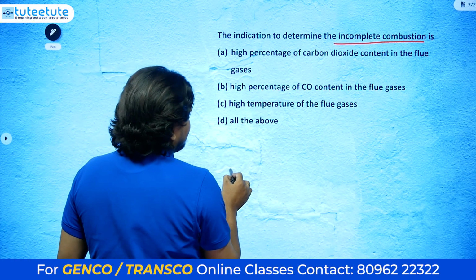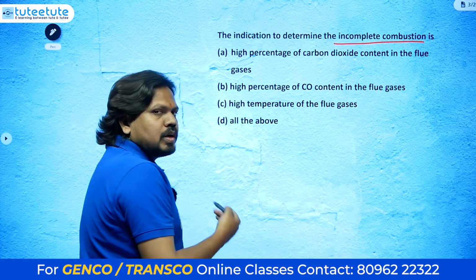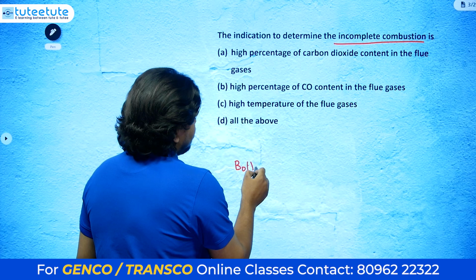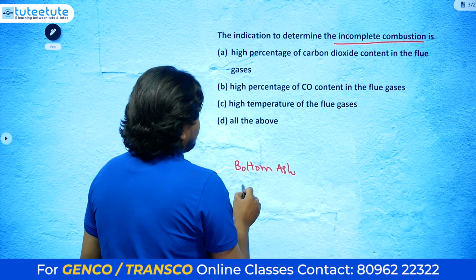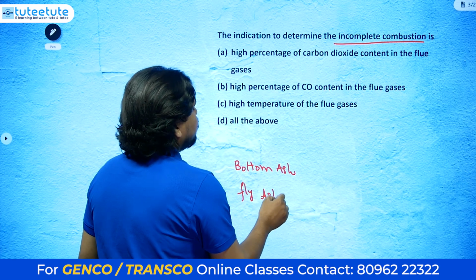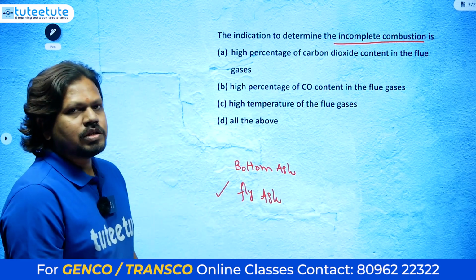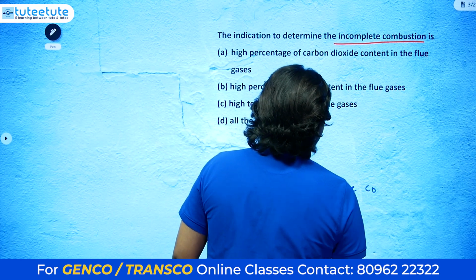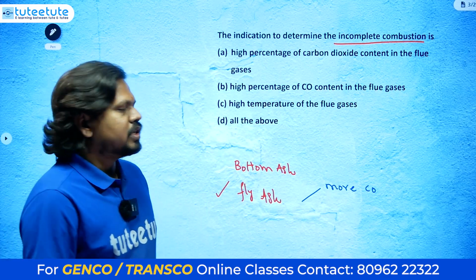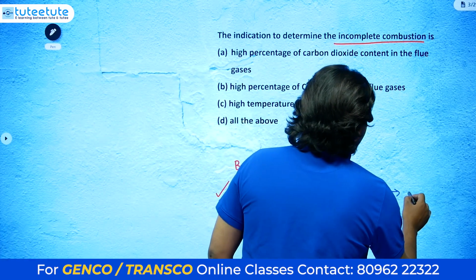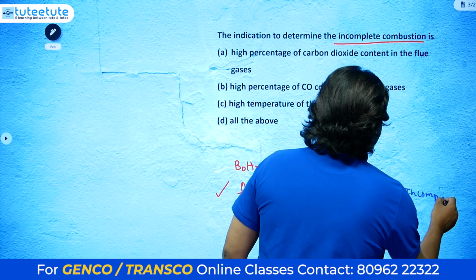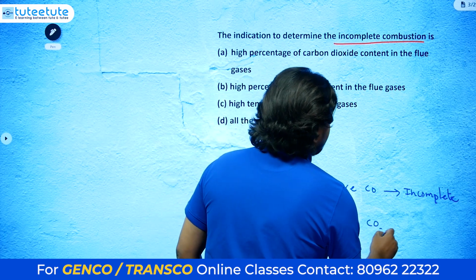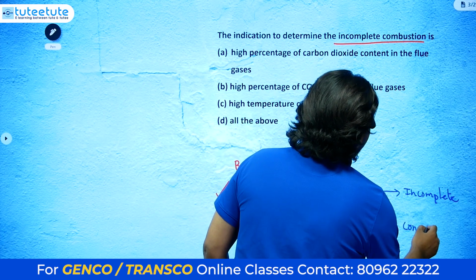We need to understand the two kinds of outcomes coming from the boiler. One is the bottom ash, another one is fly ash. Here we have to analyze the fly ash. In the fly ash, if more CO content, carbon monoxide, is there, then it is incomplete combustion. If more CO2 content is there, it is a complete combustion.